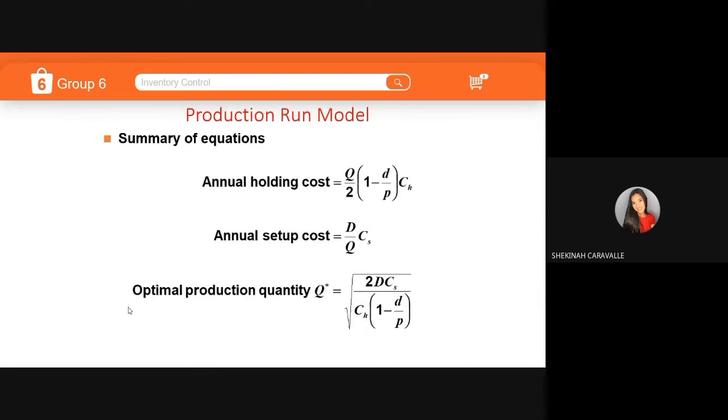In the production run model, this is the summary of equations. Annual holding cost is quantity divided by 2 multiplied by 1 minus D over P times C sub H. And this is the annual setup cost, which is equal to demand divided by Q times C sub S. Optimal production quantity is equal to this formula.